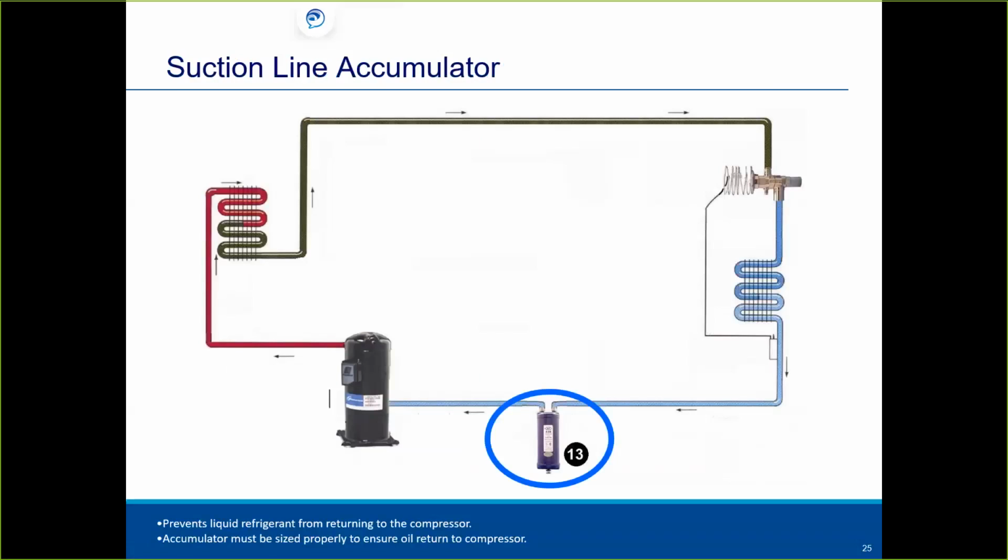Talk about suction line accumulators. A suction line accumulator prevents liquid refrigerant from returning to the compressor. The accumulator must be sized properly to ensure oil return to the compressor. It helps prevent liquid floodback, and you'll always see these on a heat pump. I've never not seen one on a heat pump. They'll always be there, okay? Again, it's just another way to protect, along with traps and sizing your refrigerant lines properly, to keep liquid refrigerant from coming back to the compressor.